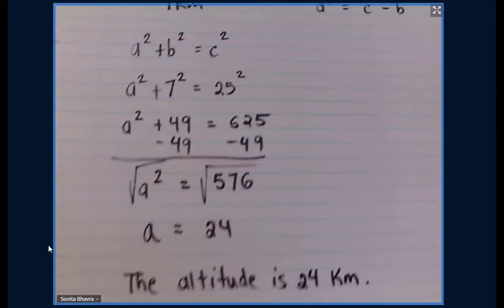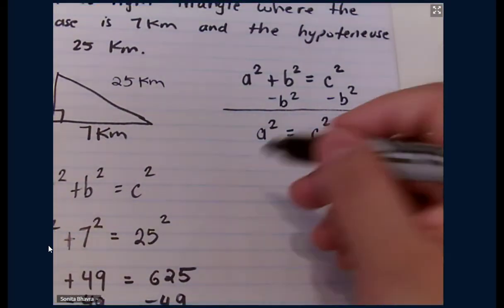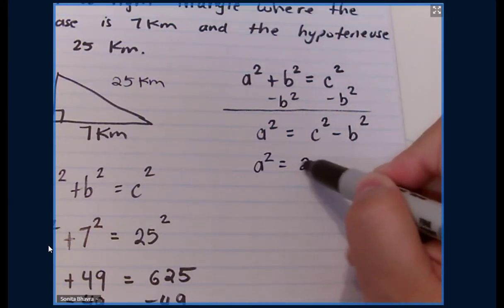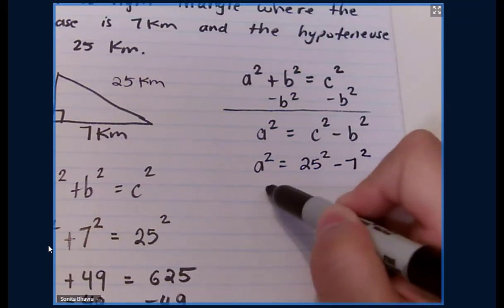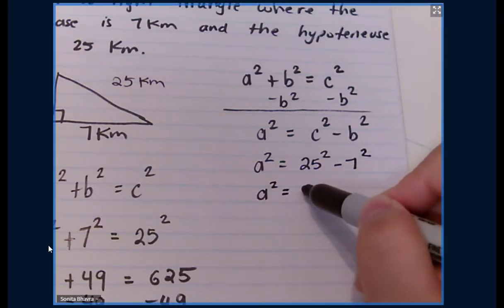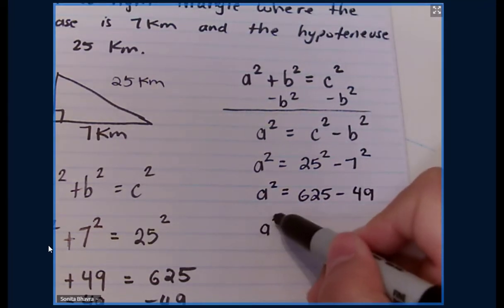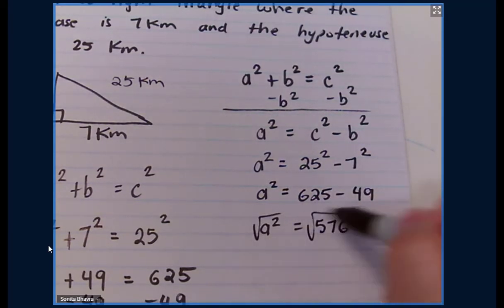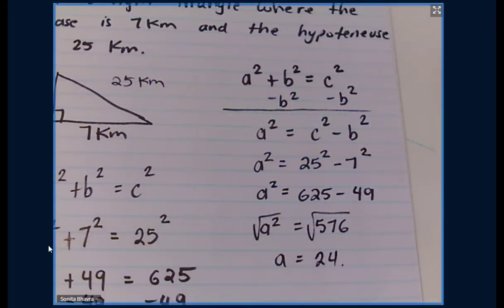You could have done it this way as well, where we had rearranged the formula right away. So here, we would have solved for a squared, which is 25 squared minus 7 squared. So a squared is equal to 625 minus 49, which is 576. Then you would take the square root of both sides, and a is equal to 24. Either way, you would still end up with the same answer.